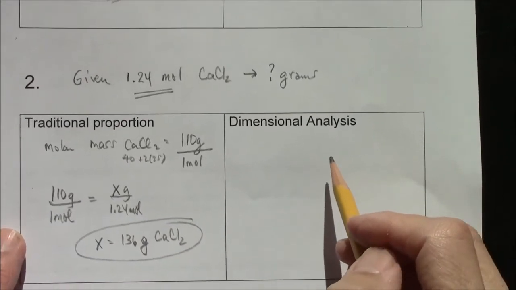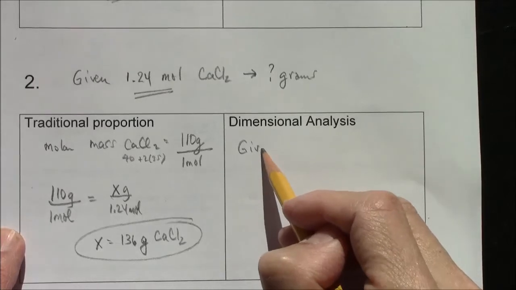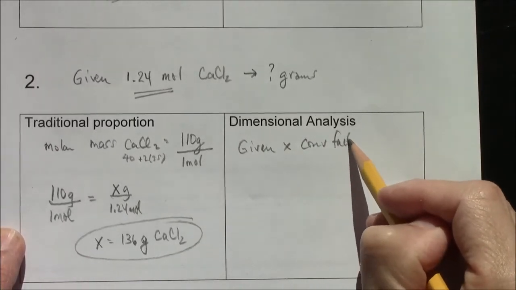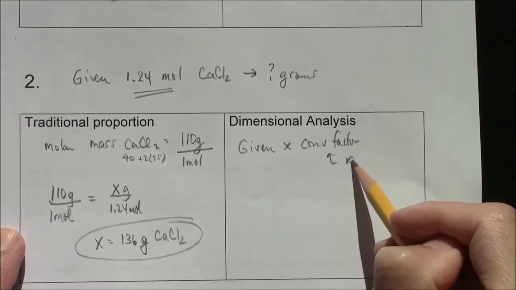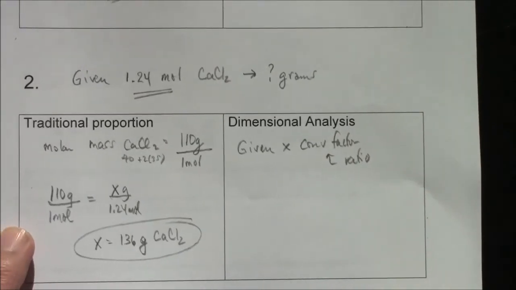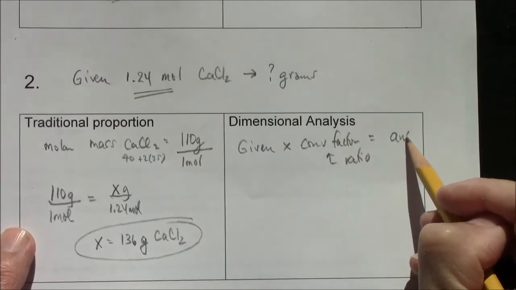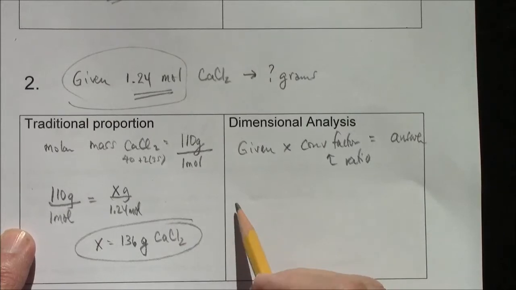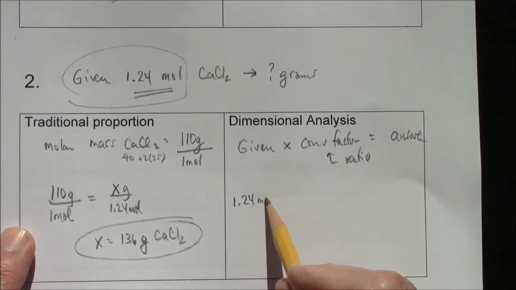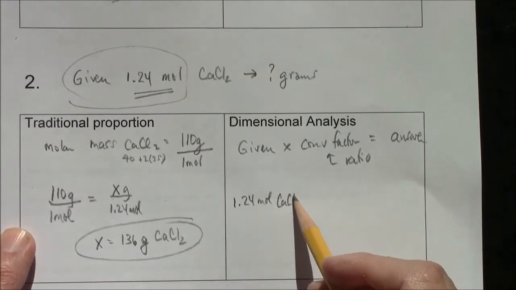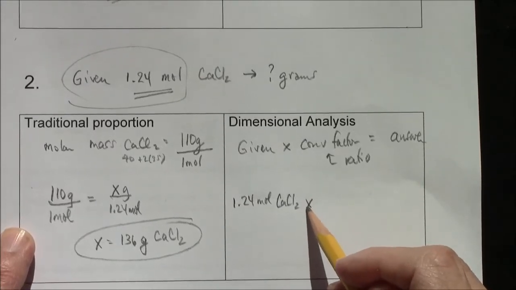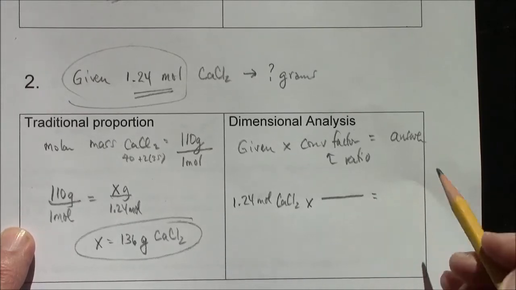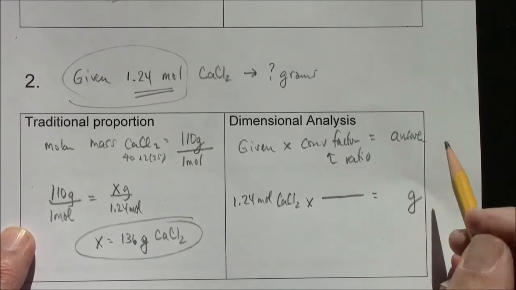Dimensional analysis will look like this. It always looks like this. Given times conversion factor, which is a ratio, something on the top, something on the bottom. I get an answer from that with a label on it. So here the given is clearly stated, 1.24 moles calcium chloride. I still have to label everything. Times conversion factor, something on the top, something on the bottom. Grams is the answer desired.